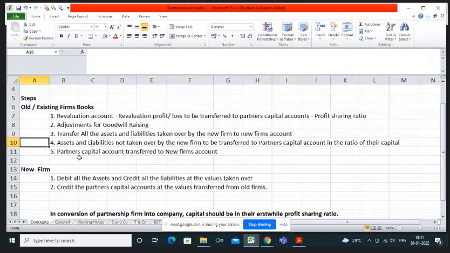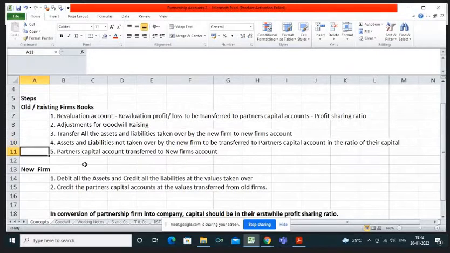Sometimes the new firm will not take over all the assets and liabilities of the existing firm. Then what do we need to do? In the case of assets and liabilities not taken over by the new firm, they are to be transferred to the partners' capital accounts in the ratio of their capital. It is not in the ratio of their profit sharing. It should be in the ratio of their capital.